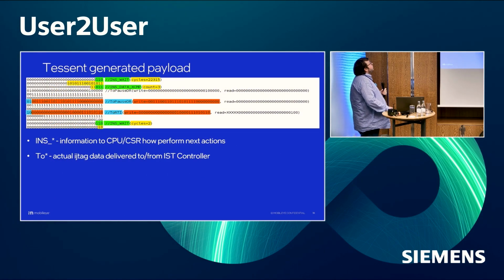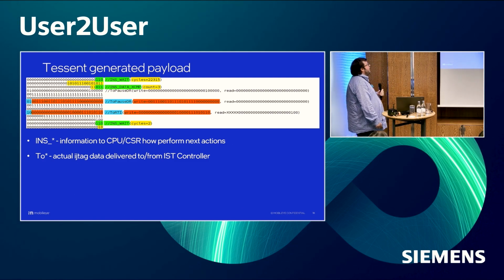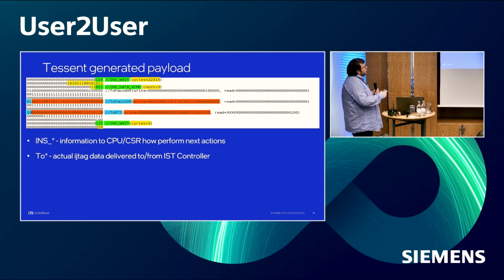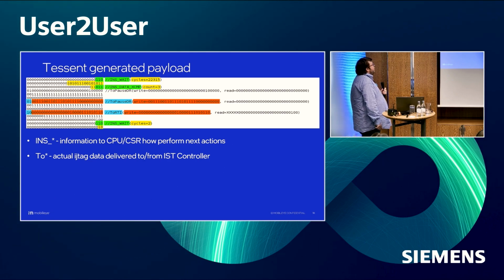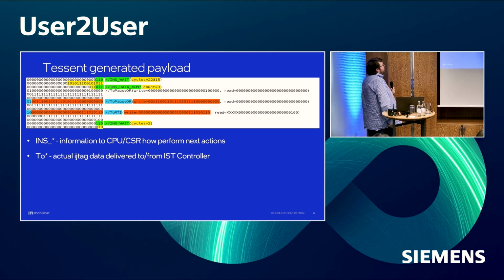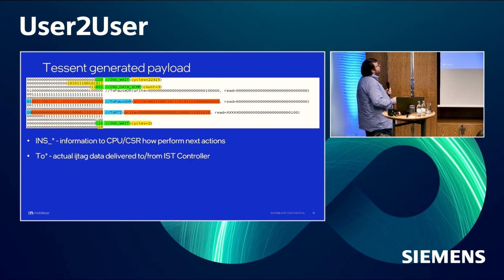So now I would like to dive deeper into the data that we get from Tessent and how it looks. When we use the Tessent IST controller, especially in this particular case, we use the IST controller with a generic CPU interface. And this is the example payload that is generated by Tessent. Basically, as you can see, it consists of two types of data. The first one is the data or information to the CPU, so how the CPU should perform the next action and how to act on the data. And those are indicated with, or start with, the INS.